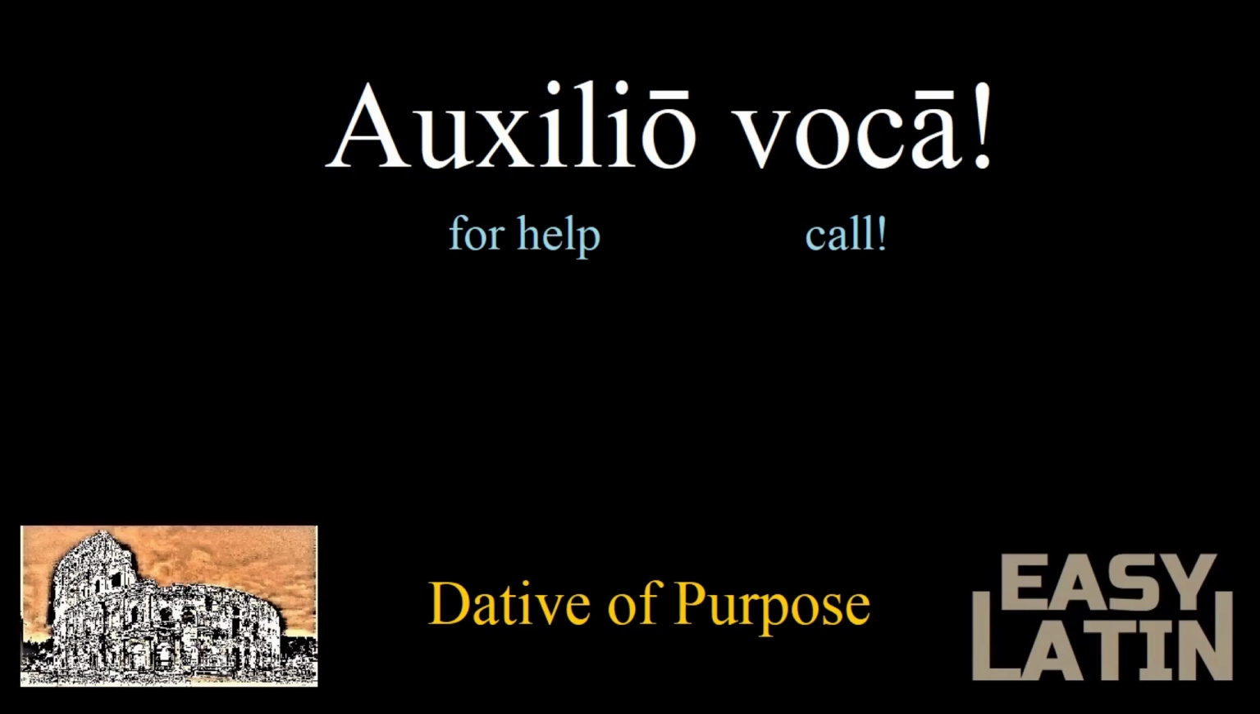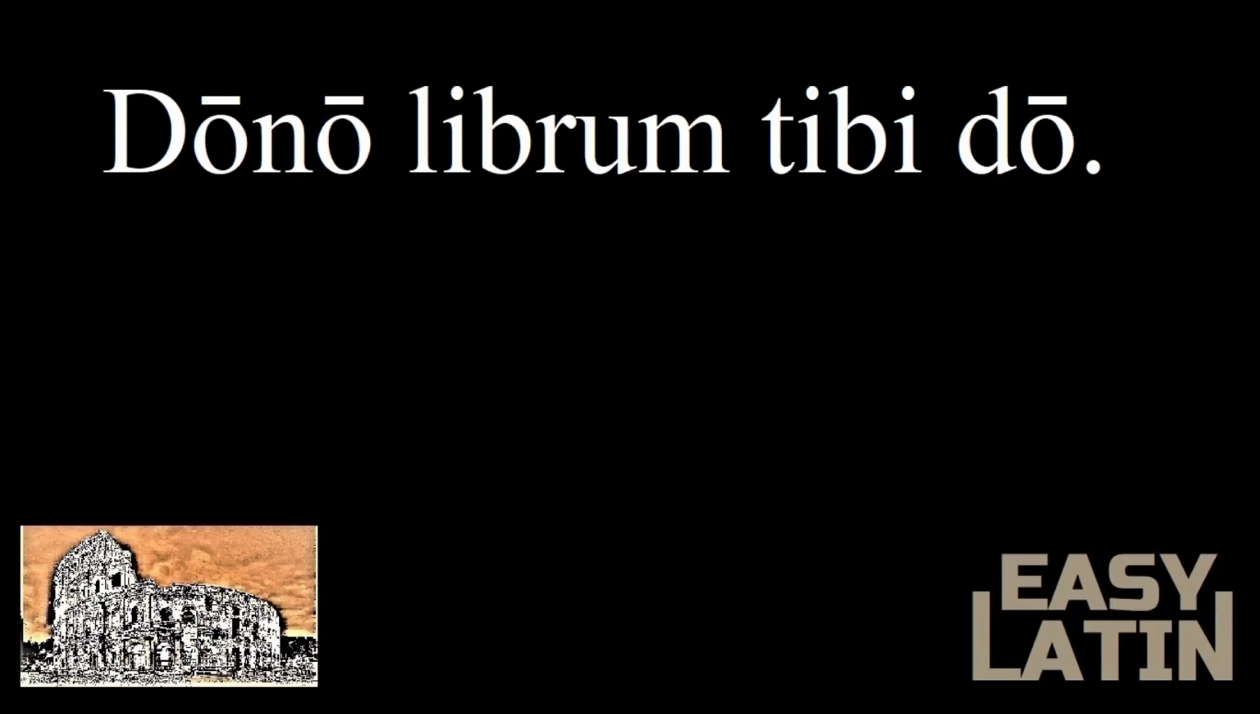And because of this form, we can even have two datives in a sentence, as in the following. Dono librum tibi do. I give you a book as a gift. You see, the reason I'm giving you a book is because it's a gift. Both dono and tibi are dative.